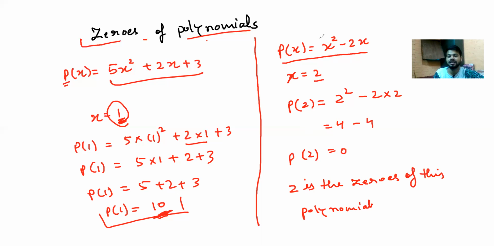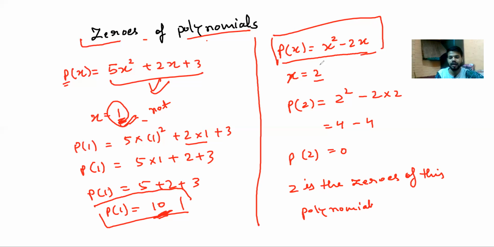Okay, so what we have understood till now is that the value of x, or the value of the variable, for which the value of the given polynomial is 0 is called the zero of the polynomial. Here the value of this polynomial for x is equal to 1 is non-zero, which is 10. So we say that 1 is not the zero of the polynomial. But for x is equal to 2, the value of this polynomial is 0. So we call it that 2 is the zero of the polynomial.